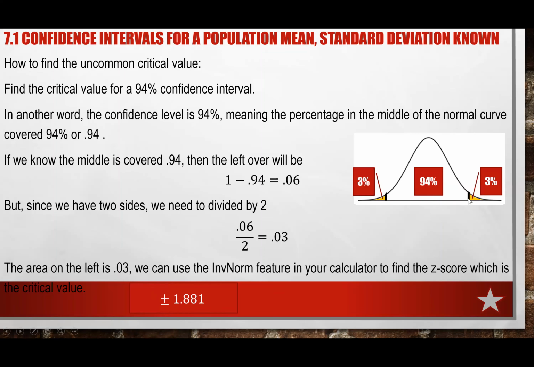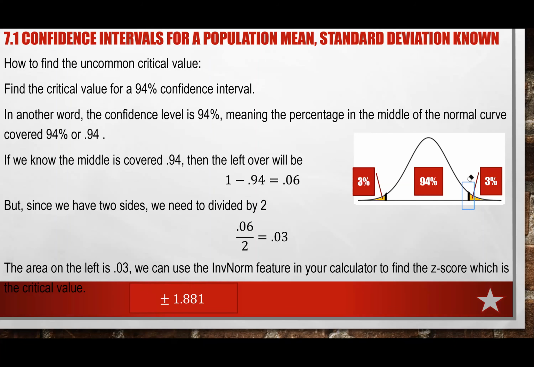Because to find this number right here, you have to take 0.03 plus 0.94. That will give you 0.97. So if you put inverse norm 0.97 comma 0 comma 1, you will get a positive 1.881. That's why I skipped it and said it's a positive answer and a negative answer.